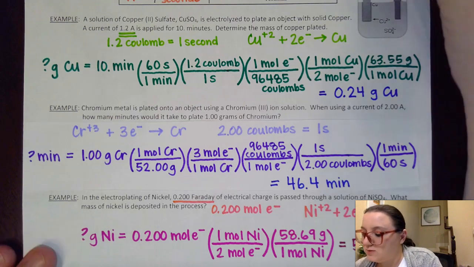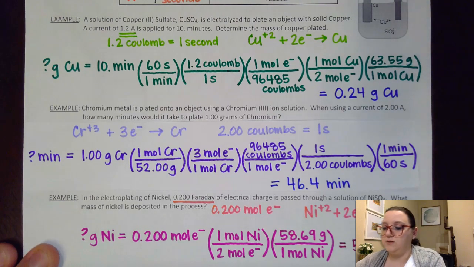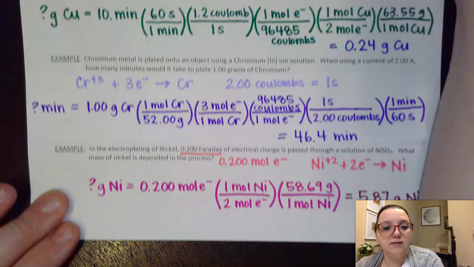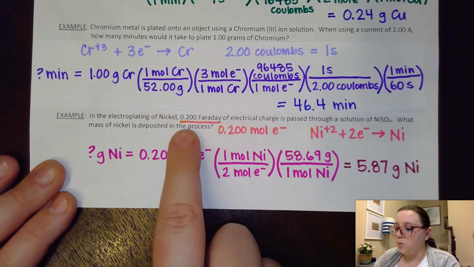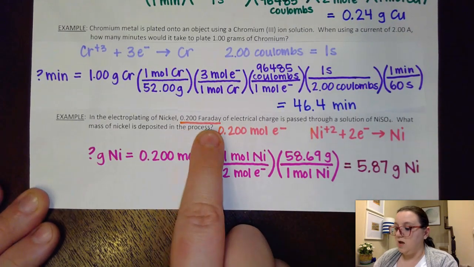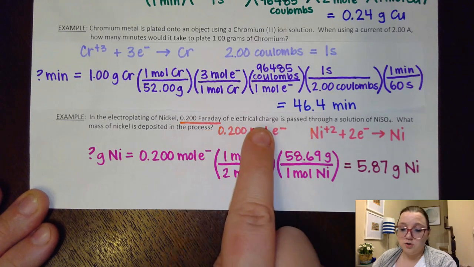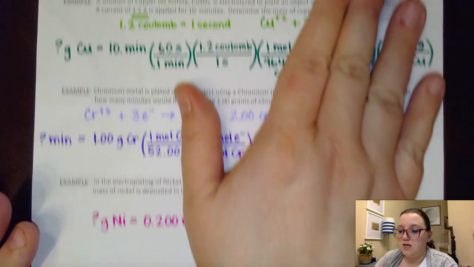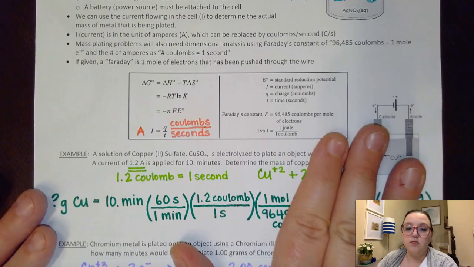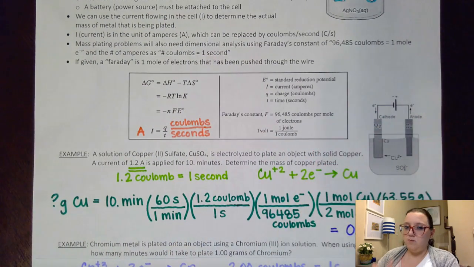Now this one uses something that I want to talk about for a second. If you look at this, it says that we have 0.2 Faraday of electrical charge. So I've given you a statement up here. Now this is not on the formula chart, so you may want to make a mental note of this. I haven't seen this type of problem very often, but it is fair game, so I thought I would talk about it.